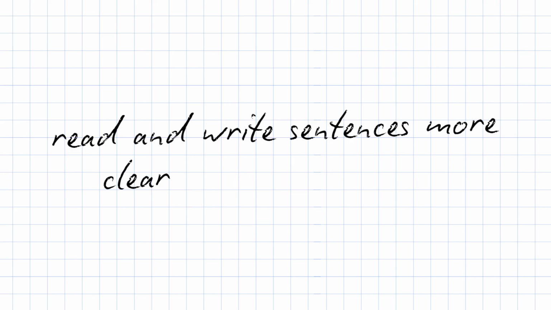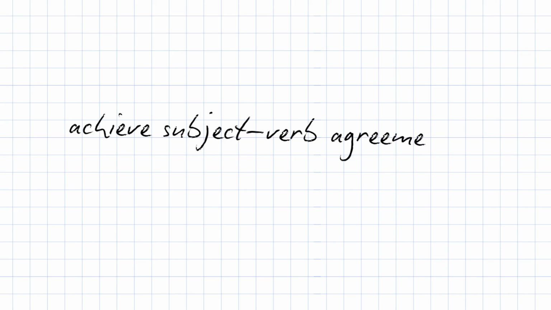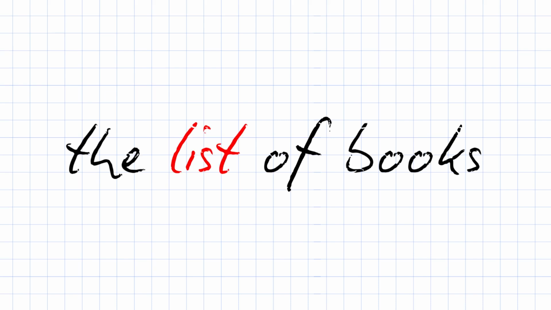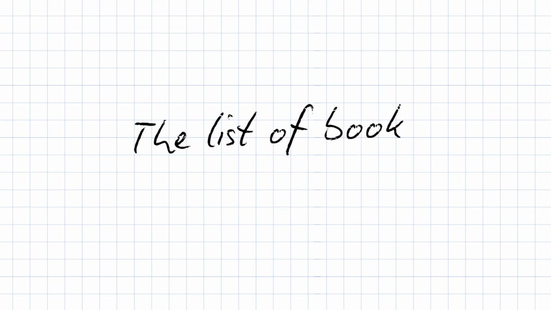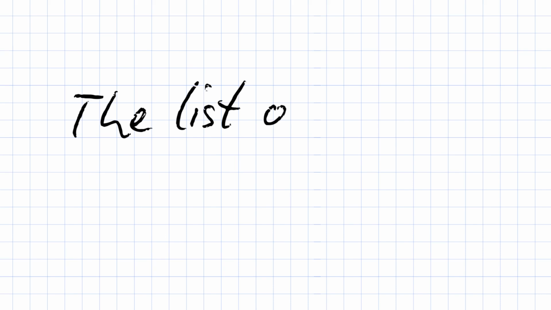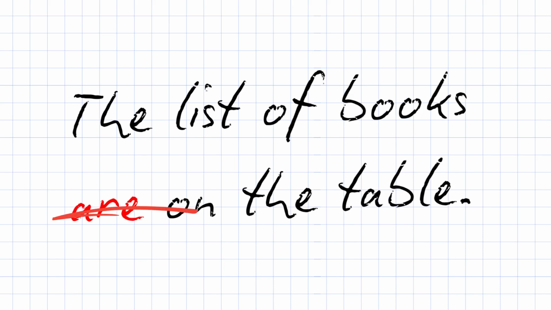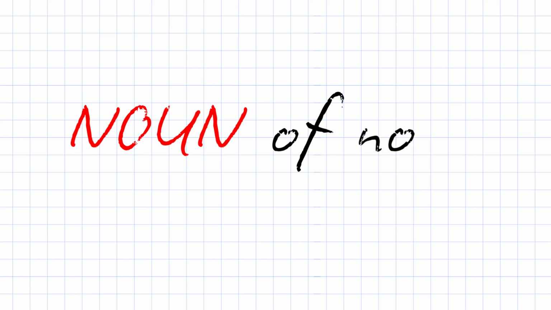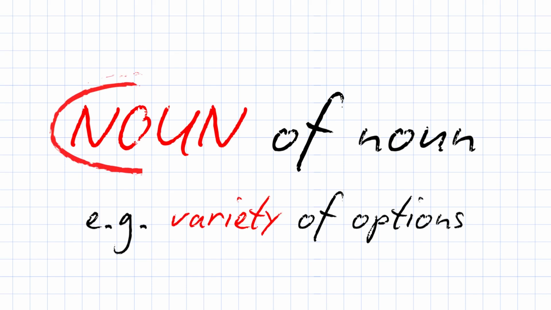Understanding subjects helps us read and write sentences more clearly and confidently. And it helps us achieve subject-verb agreement so we avoid grammatical errors. For example, if we know that the subject is the list of books, we'll write "the list of books is on the table," not "the list of books are on the table," knowing that list is the noun head, a singular noun. In a complex subject containing a post-head modifier, the noun before the preposition of is almost always the noun head.